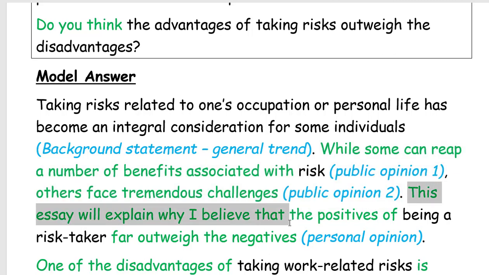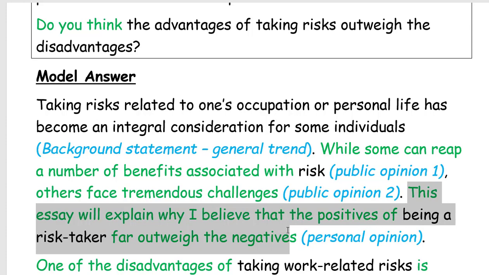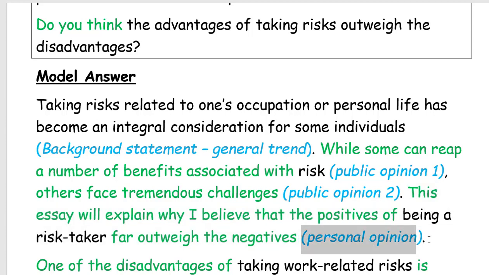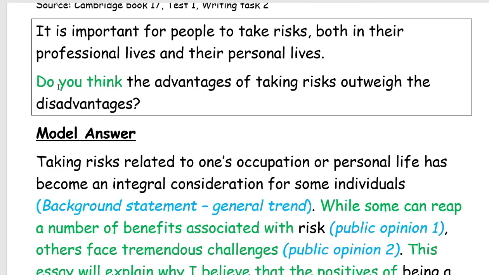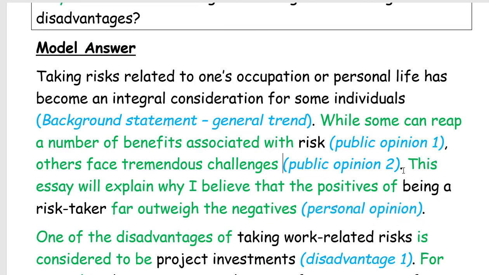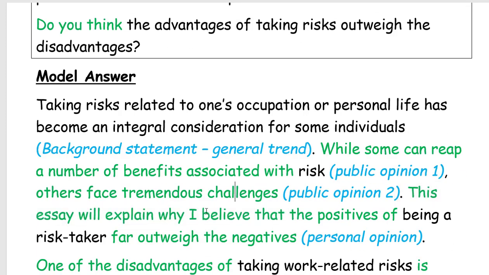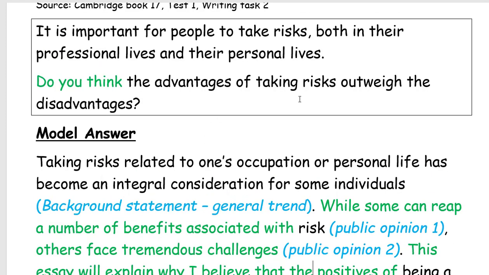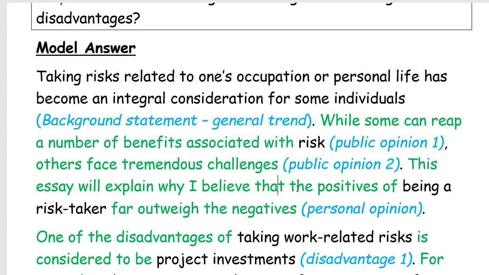Okay, next, this essay will explain why I believe that the positives of being a risk taker far outweigh the negatives. So this is my personal opinion, okay, because the question is, do you think? And therefore here my answer is, this essay will explain why I believe that. Instead of writing I think, you just write I believe that. And instead of writing the advantages and disadvantages, here you can paraphrase by writing the positives of something, and here the negatives. Here the word positive is a noun, okay? It's not an adjective. And that's it.